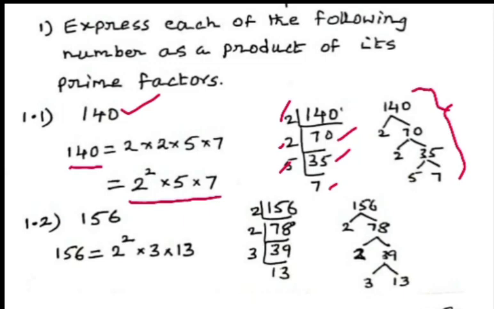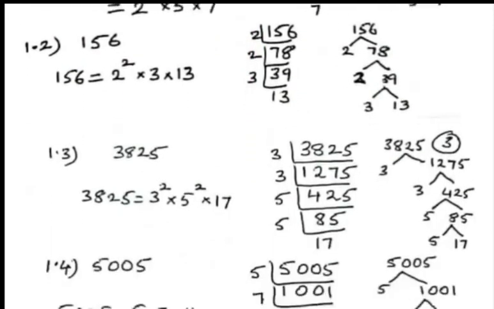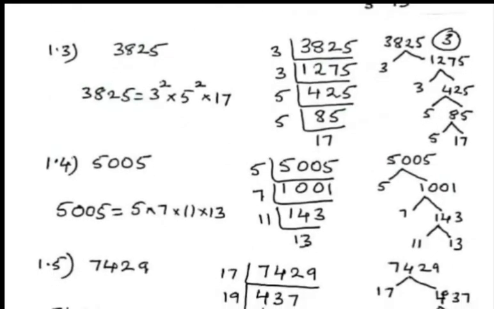And we consider another problem, 156. 156 by 2 gives us 78. Again 78 by 2 we get 39. 39 can be written as 3 multiplied by 13. So we get the factors 2 square multiplied by 3 multiplied by 13. Now we consider another problem.